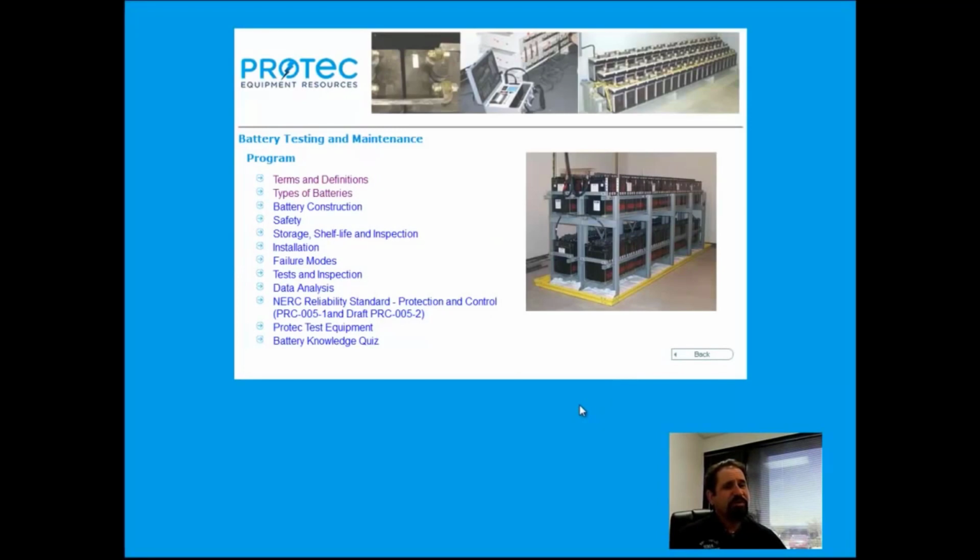And that's just a quick overview of some various battery types. Now we'll move straight into the battery construction.